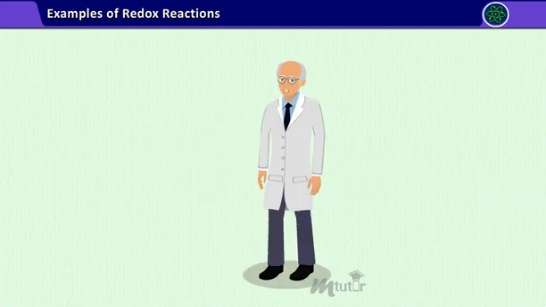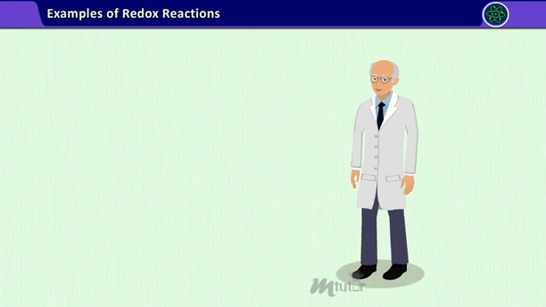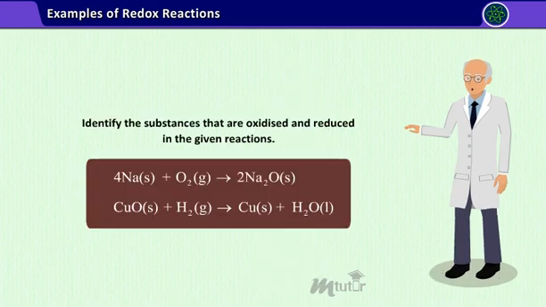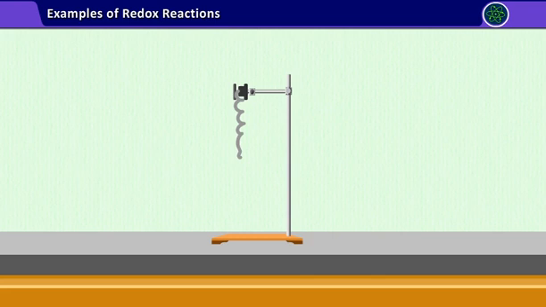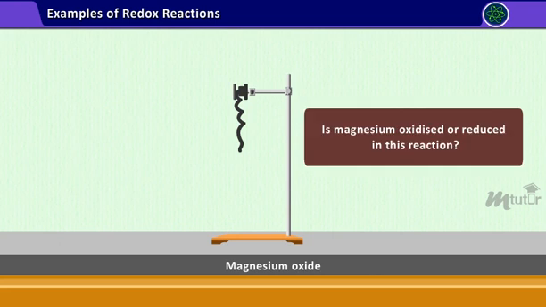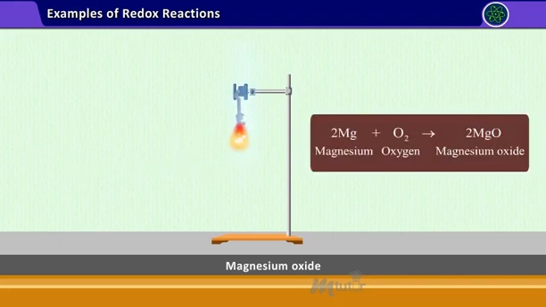Let's take a short break and indulge in an activity. Identify the substances that are oxidized and reduced in the given reactions. Observe the screen to know the answers. How about another question? When a magnesium ribbon burns with a dazzling flame in the air, that is, oxygen, and changes to a white substance, magnesium oxide, is magnesium oxidized or reduced in this reaction? The answer is when magnesium reacts with oxygen, magnesium is being oxidized to form magnesium oxide.